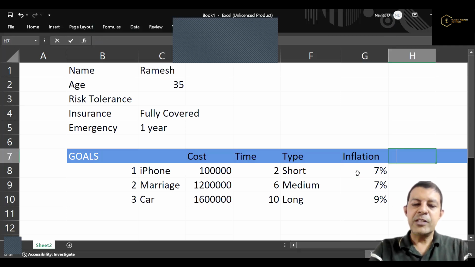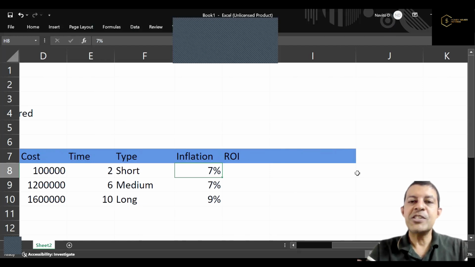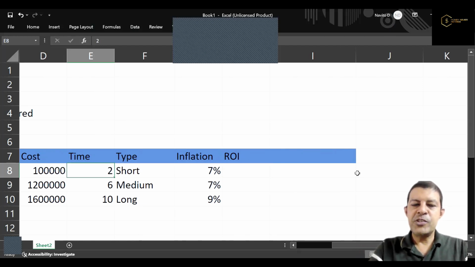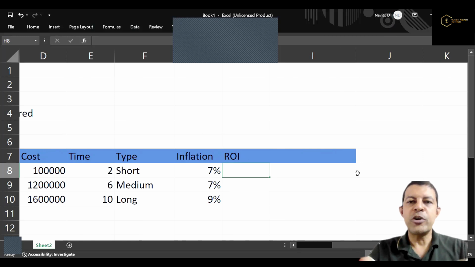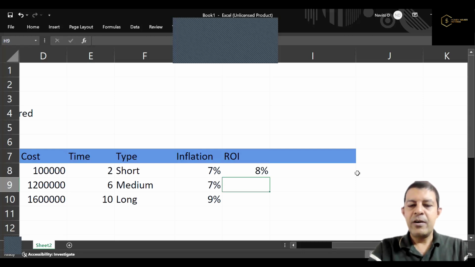Okay. And the return on investment. So that means to achieve these dreams, Ramesh needs to invest in certain assets. And because of the nature of the dream, which is short term, we are going to invest in assets which are capable enough to suit those needs. That means for short term needs, we are not going to take too much risk. Hence, the rate of returns expected on that particular investment is going to be lesser. So we're going to assume about 8% ROI for investment made for a short-term dream.